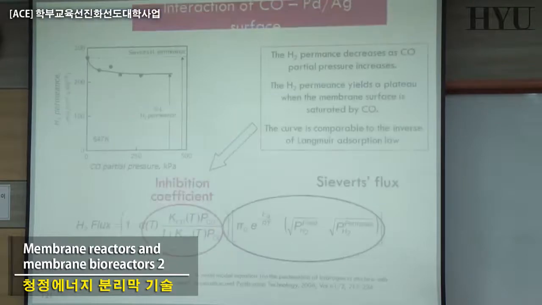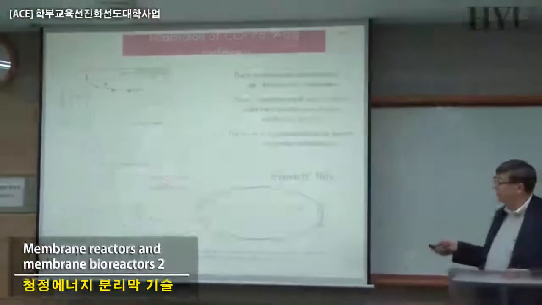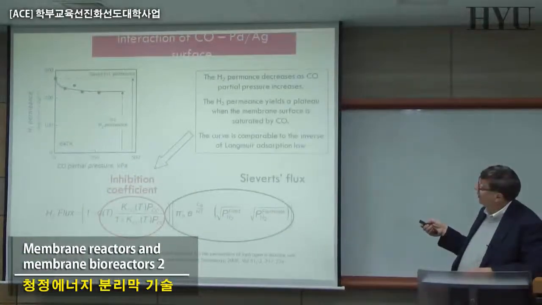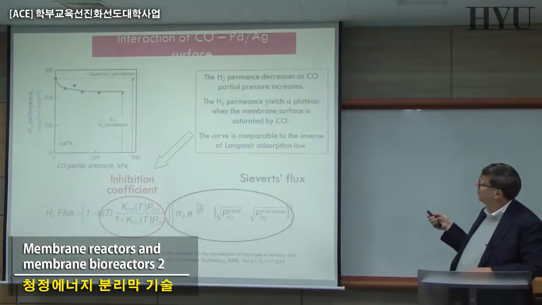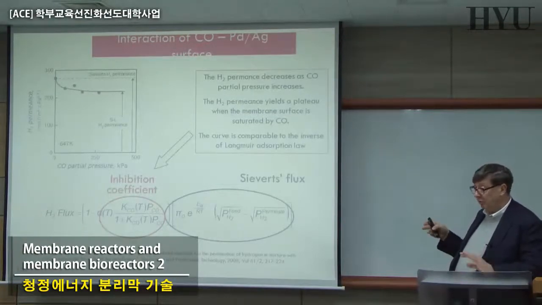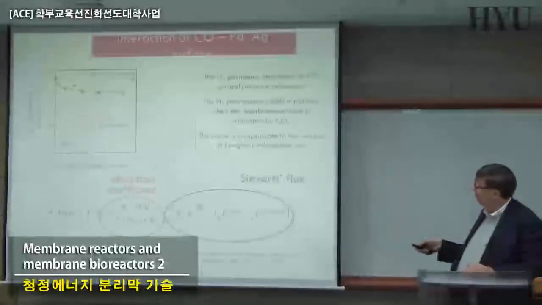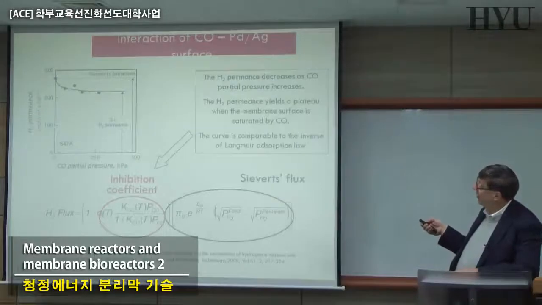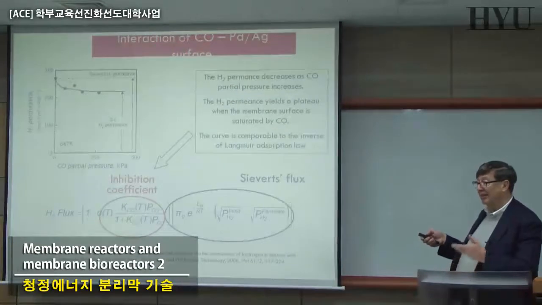Anyway, I was trying to show you what you have to calculate, this is what is called here inhibition coefficients. That means when you are really working in real life, the hydrogen permeance can change with the increasing of the partial pressure of the CO. And this is not concentration polarization. It's something different. The hydrogen permeance can approach what we call here a plateau when the membrane surface is saturated by CO.